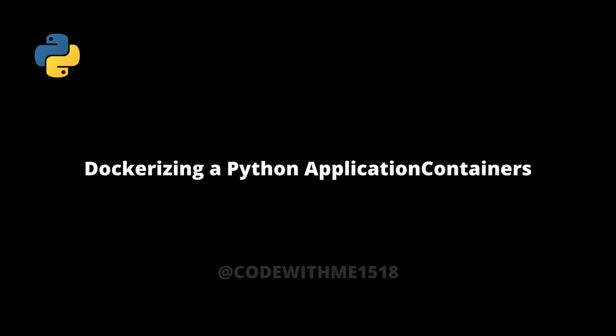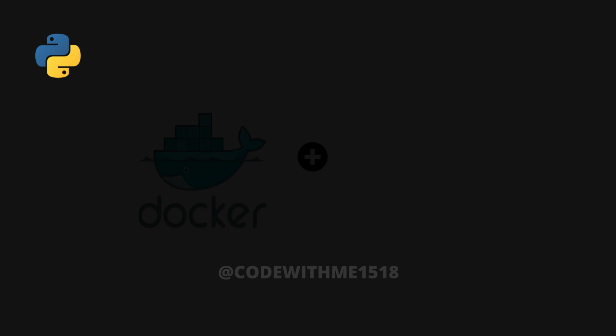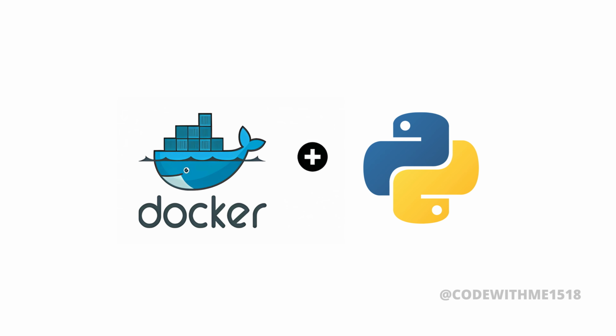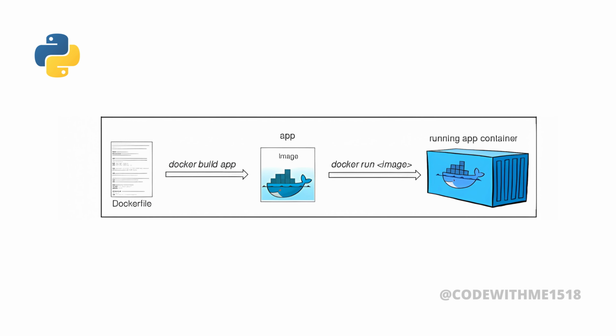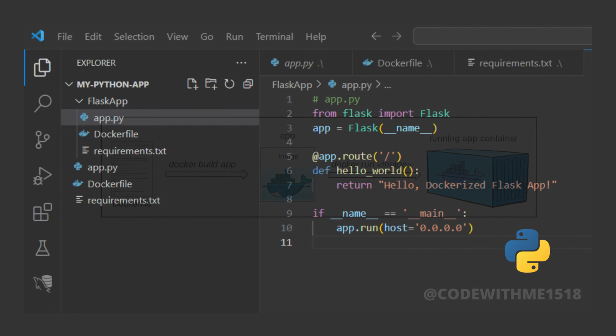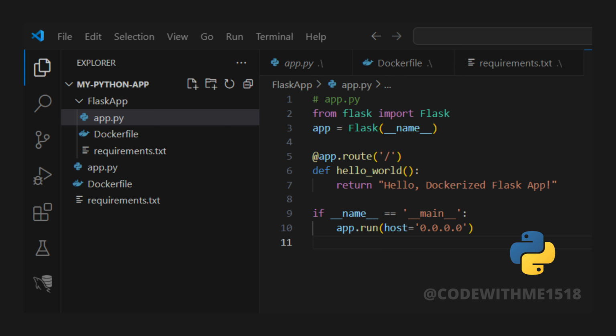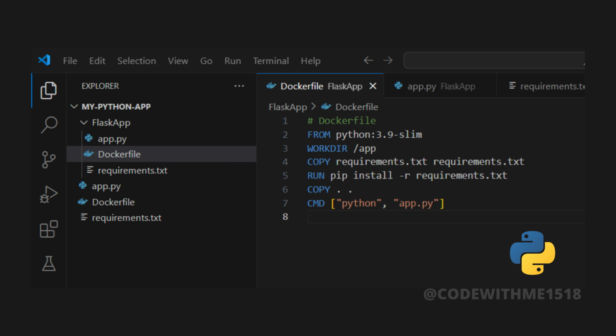Now that you understand how to create and run containers, let's Dockerize a slightly more complex Python application. We'll create a Flask app and run it inside a Docker container. Create a simple Flask app. Next, let's create a Dockerfile for our Flask app.